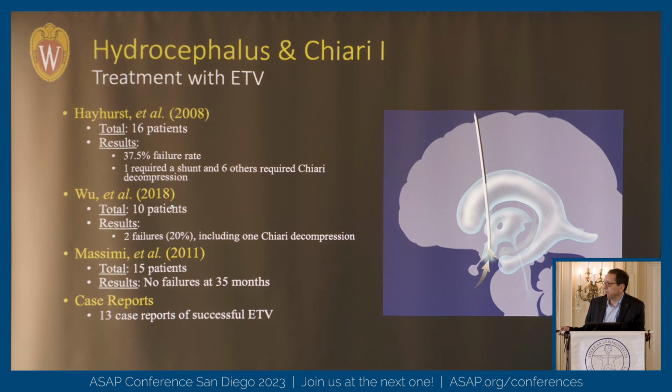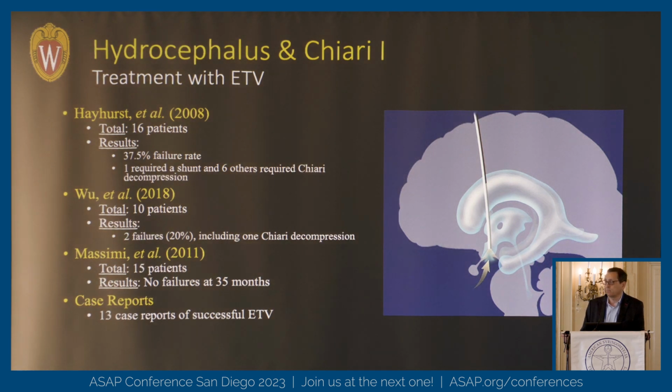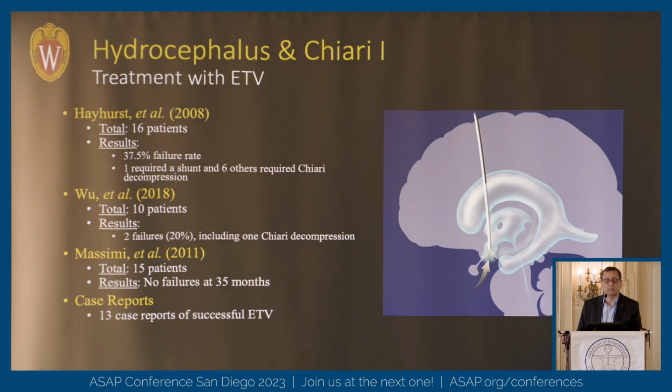Wu in 2018 had 10 patients with a 20% failure rate after ETV. And that included 1 Chiari decompression and 1 shunt. That means an 80% success rate. Massimi had no failures in 15 patients. He did ETV, no failures. And there were a variety of case reports, all showing successful ETV in this patient population, which means ETV is generally successful in this patient population.